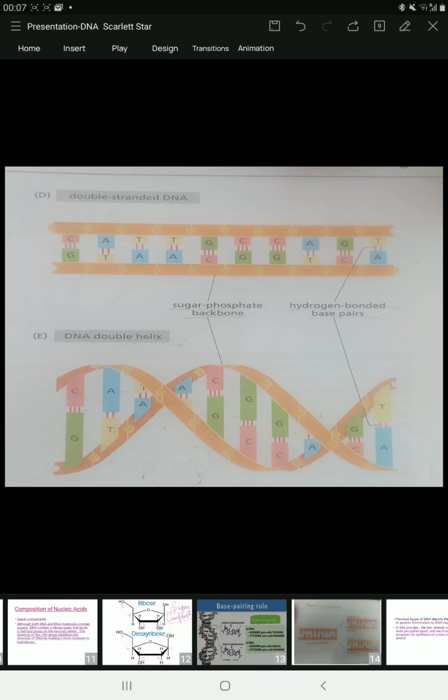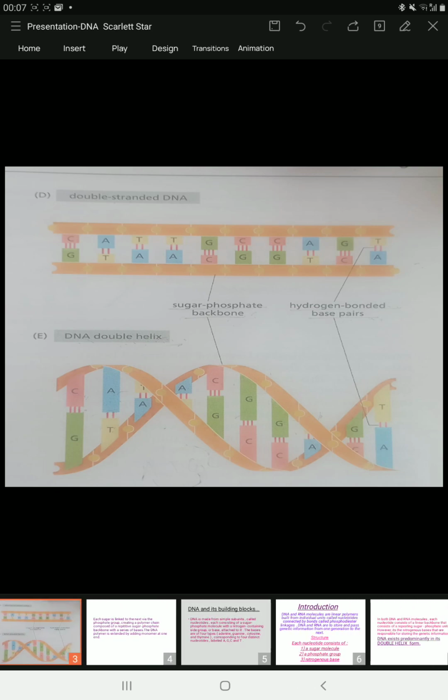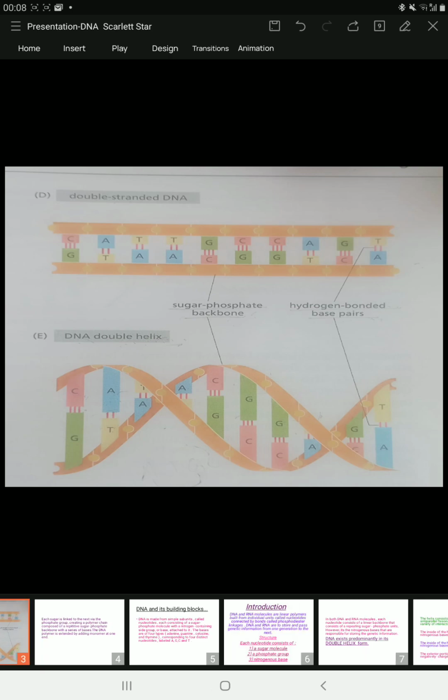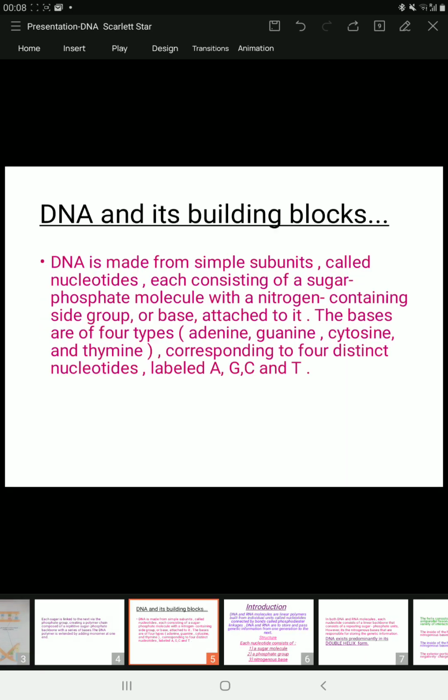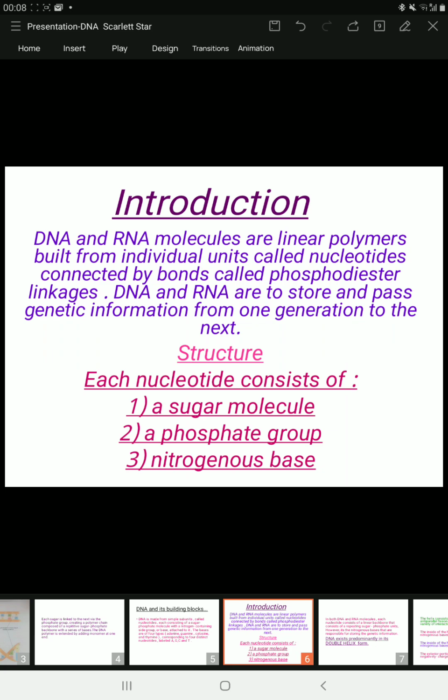So it's a double helical structure. So what is the introduction of DNA? DNA and RNA molecules are linear polymers built from individual units called nucleotides, connected by bonds called phosphodiester linkages. DNA and RNA store and pass genetic information from one generation to the next. Structure: a nucleotide consists of a sugar molecule, a phosphate group, and a nitrogenous base.